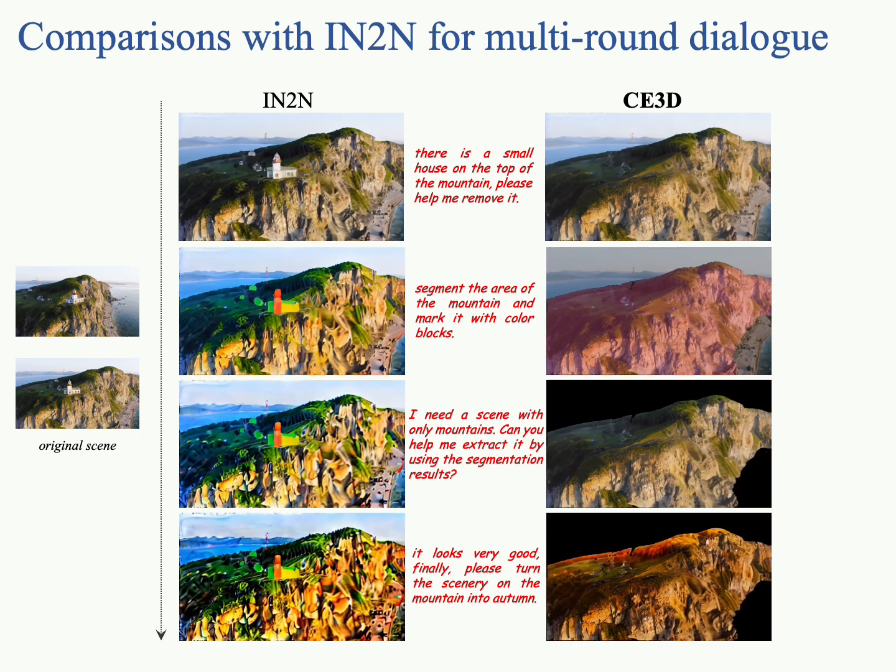The IN2N method lacks sufficient editing capabilities and falls short in text parsing, making it challenging to handle complex multi-round dialogue tasks. By introducing a decoupled novel editing framework, our method effectively addresses these challenges and outperforms IN2N significantly.